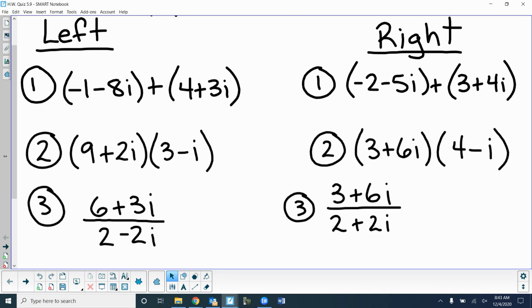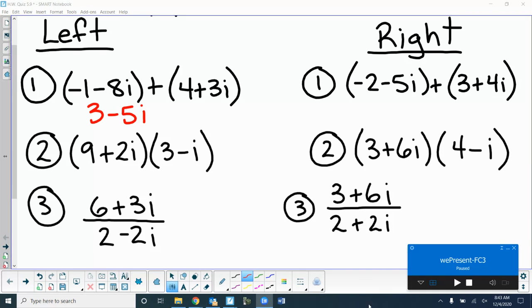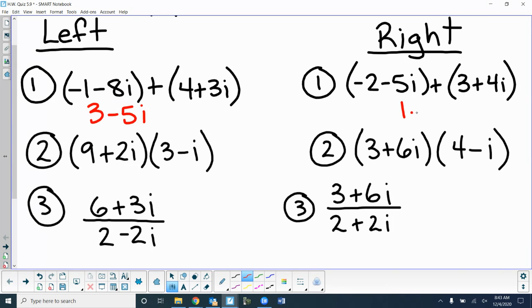Okay, so Kate, you said 3 minus 5i. I would agree with you. Oh, I still paused. Thanks. Coli, right? What'd you get on the right side? For number 1? Yeah. 1 minus i. The right side people agree with him?